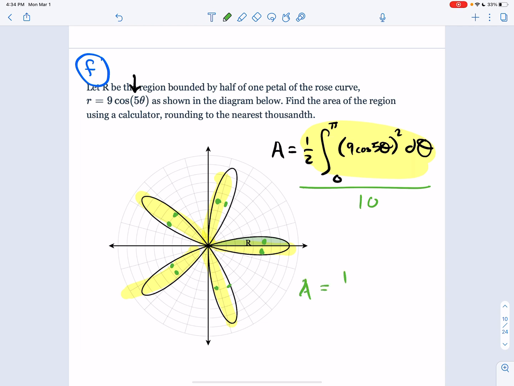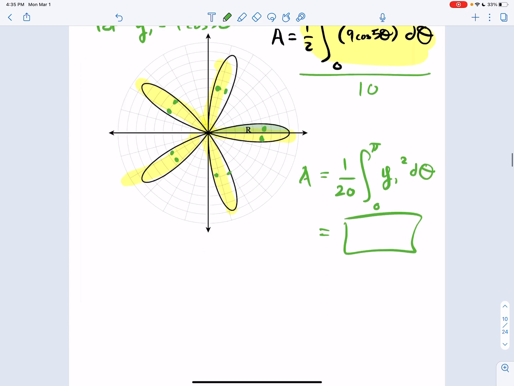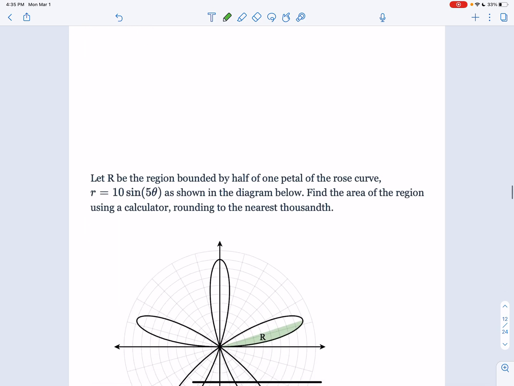So this simplifies out to 1/20, 0 to pi of y1 squared d theta. Don't forget to declare that y1 represents 9 cosine 5 theta. Now this here, using the y1 option, is exactly that. It's just an option. But I do know that some people have trouble typing it out. So that kind of reduces the amount of errors there, okay? And then you get your answer.